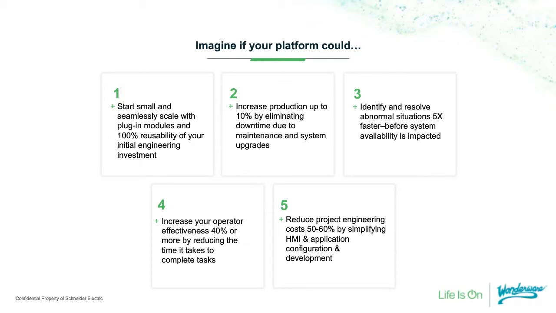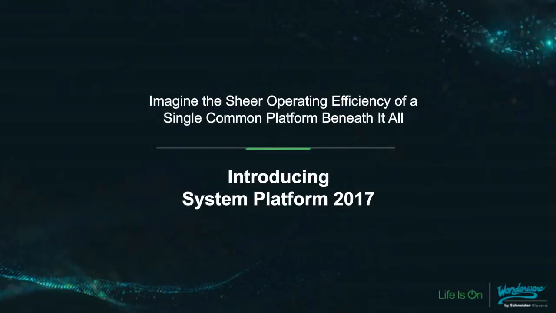These were all the key outcomes that we directed our systems toward as we imagined what we would deliver with the 2017 version. So we talk about the sheer operational efficiency of a single common platform beneath it all. That is where we position System Platform 2017. It is a distributed platform that can reach to all extents of your applications, no matter how small or how large, to offer you one holistic mechanism for having a real-time view and real-time control of your applications.